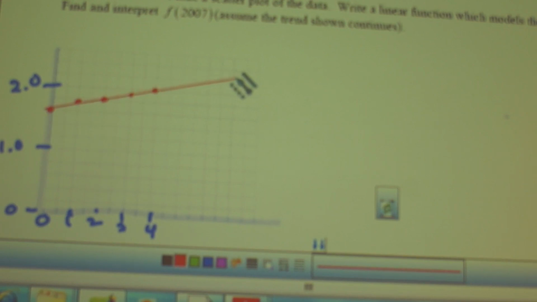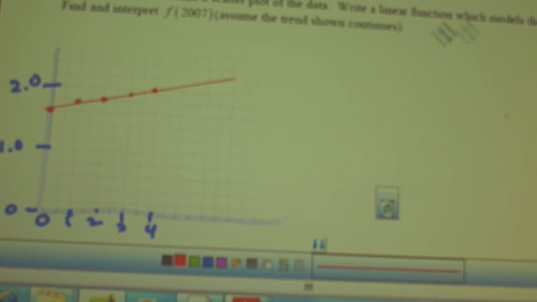I should give you a heads up on writing that one. Okay, so is it linear? Yes. Make a scatter plot of the data, write a function which models the data. Okay, so y equals mx plus b. And the question is, I need to find m.